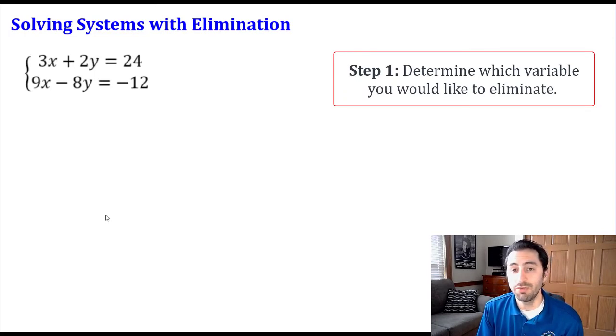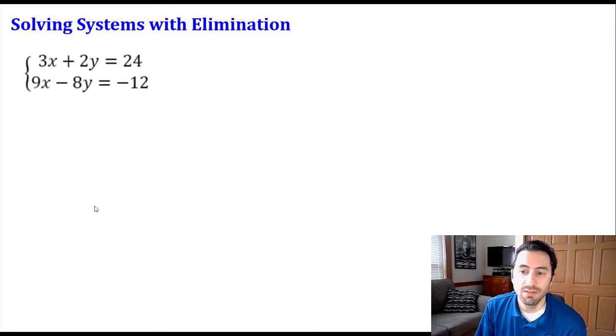In elimination, the first thing I want to do is decide which variable we want to eliminate. It doesn't matter which one we choose. We can choose x or y. And just like we saw with substitution, sometimes there are ones that are going to be easier than the others. In this case, they look relatively similar, so I'm just going to choose the x's. By choosing x to eliminate, that means we're going to solve for y first.